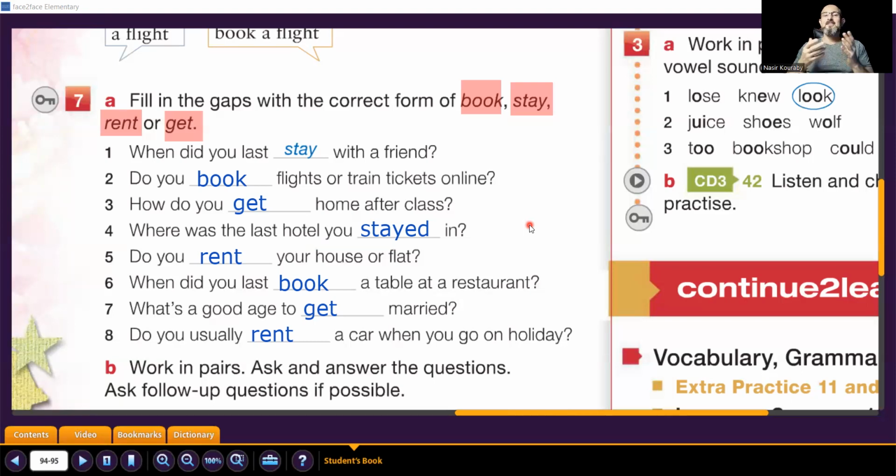Okay. So, number two, do you book flights or train tickets online? For me, of course, every time I want to travel, I book online. Of course, in some countries, maybe people don't book online. Maybe they don't trust it or they don't know how, so they go to the office. But for me, it's easy to book online. What about you?